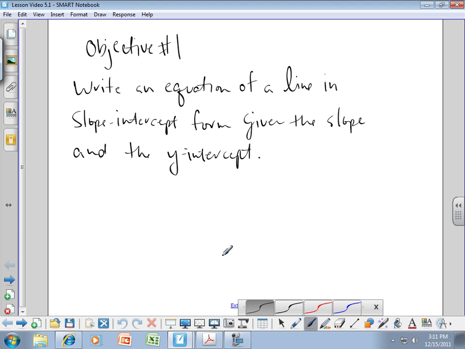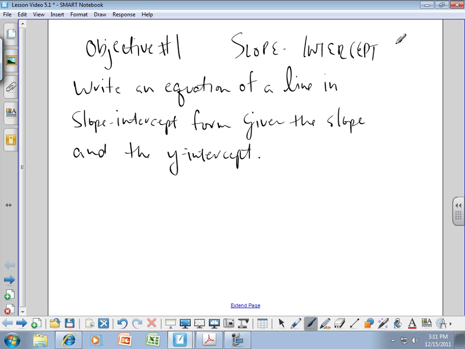Bauer, and today we are talking about writing linear equations in slope-intercept form. All right? Slope-intercept form. And our first objective today that we want to be able to cover is to write an equation of a line in slope-intercept form given the slope and the y-intercept.